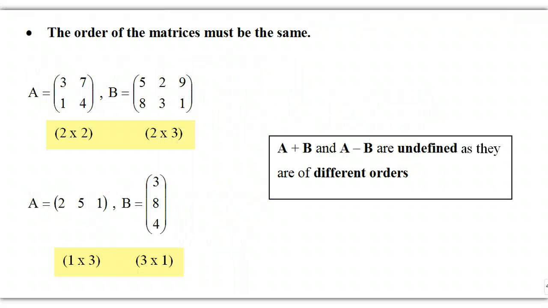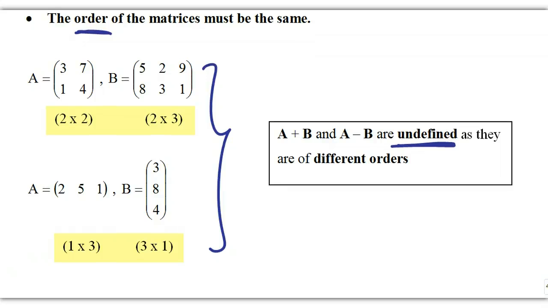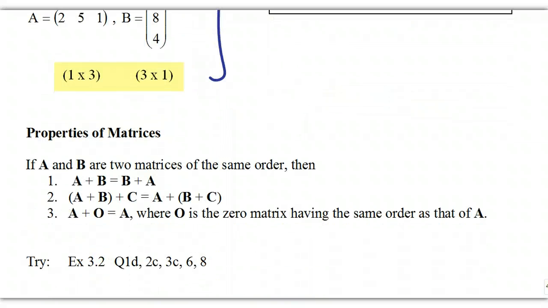So with this, some reminders again. Whenever you do addition or subtraction, please make sure that the order of the matrices are the same. So in these two examples here, you see that I have A and B, but they are all of different orders. So we say that A plus B and A minus B are actually undefined. That means it is actually impossible to work out a subtraction or addition of the matrices.